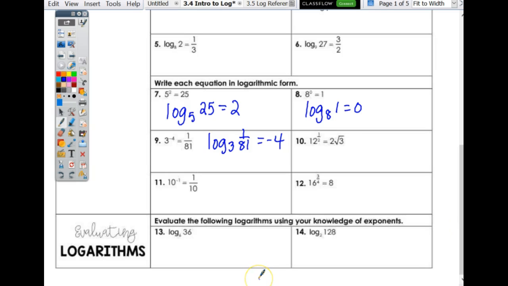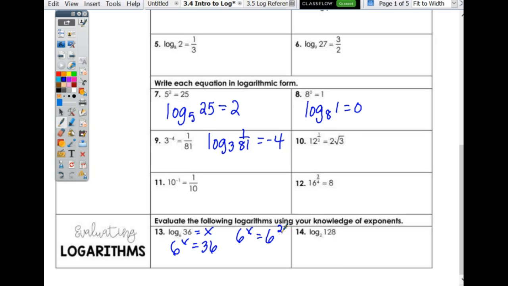So when I look here, evaluating logs, I want to set this equal to x and just do the little circle thingy. So 6 to the x equals 36. So it's 2, right? We know that's 2 because 6 squared is 36. So the reason that happens is because I have 6 to the x, and then 36 is 6 to the second power. So x equals 2. So that's why it's 2.